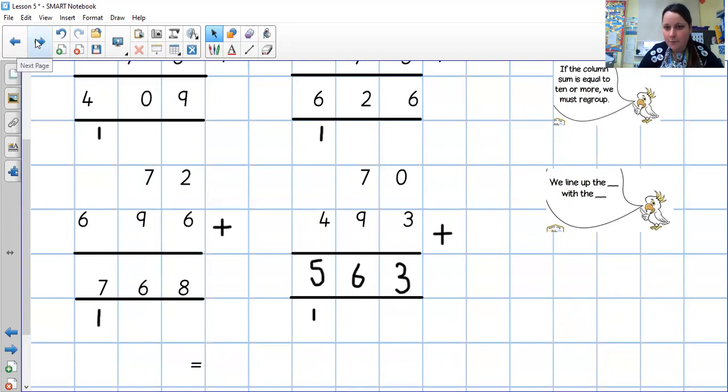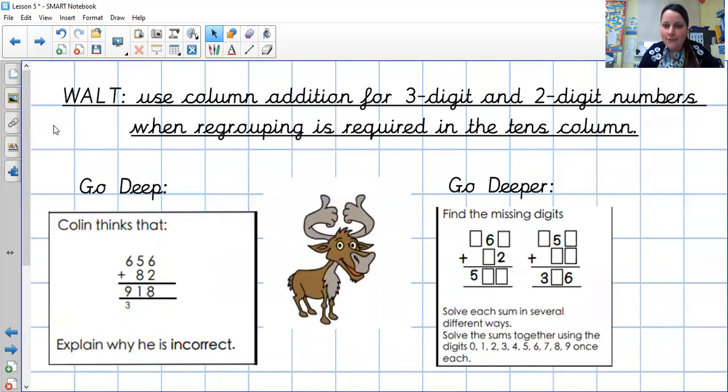Again, if you want a little bit more practice, then have a go at the do it questions on your sheet on Class Dojo. If you're ready to move on, then you can have a go at your Go Deep and Go Deeper. So your Go Deep for today, Colin has made another error when he tried to work out the sum 656 add 82. So have a go at helping Colin by doing that calculation, working out what the correct answer should be, and then explaining to Colin where he went wrong. Give him some tips to help him.